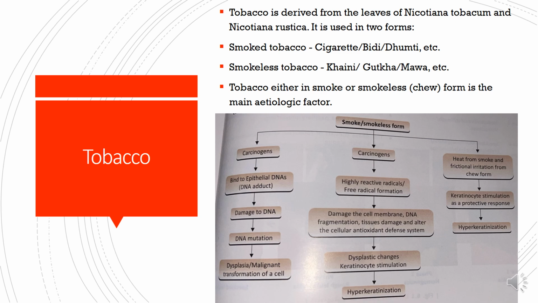Third way is the heat from the smoke and frictional irritation from the smokeless form of tobacco may cause keratinocyte stimulation as a protective response, which may further lead to hyperkeratinization.